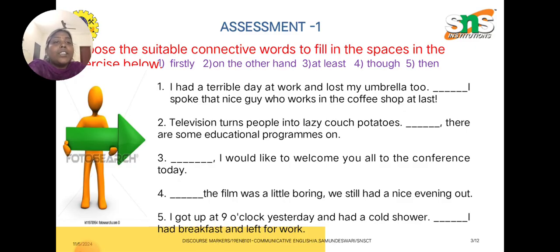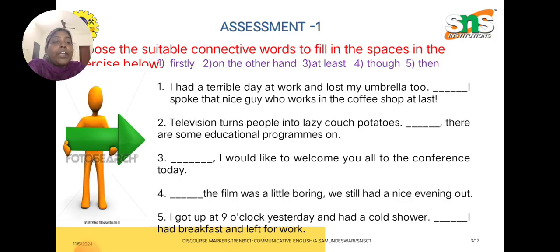And television turns people into lazy couch potatoes. There are some educational programs on, though. The actual word is though. And I would like to welcome you all to the conference today. Here you can use the word firstly, I would like to welcome. Dash, the film was a little boring. We still had a nice evening out though. So, though the movie is boring, we still had a nice evening out.